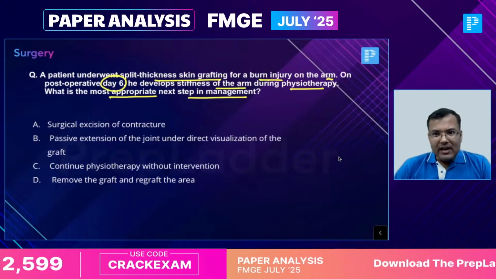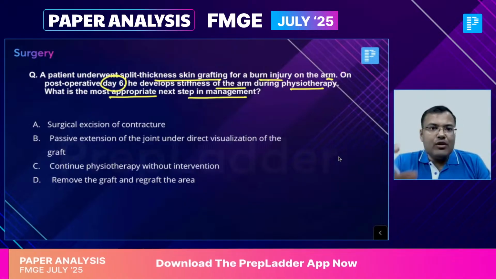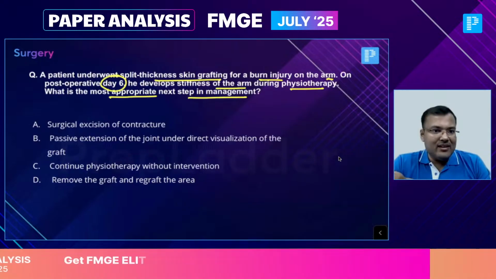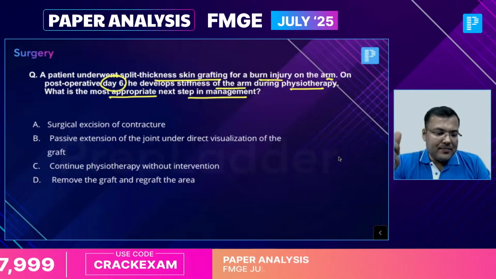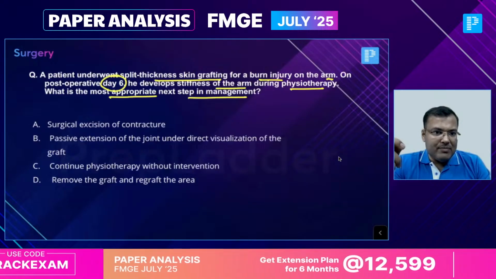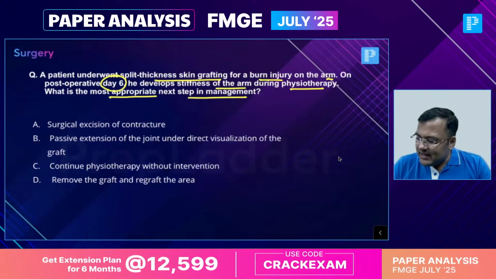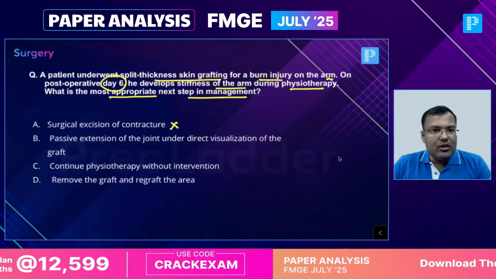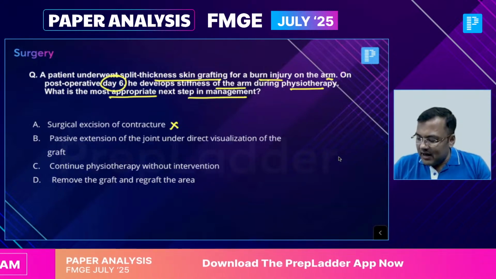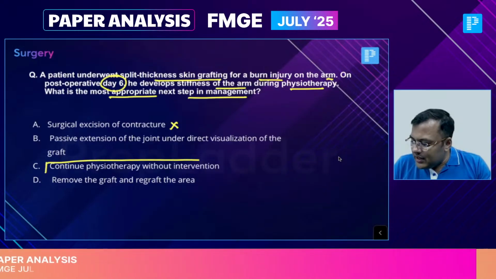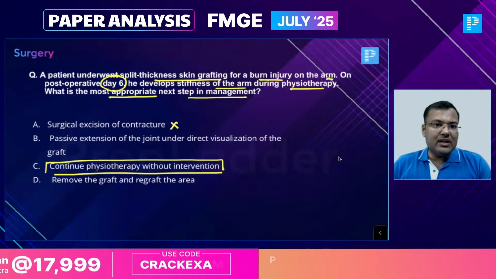So whenever you go for grafting after burns, if there is some kind of stiffness, immediately you are not going to excise this. Clear? What you have to do, you have to continue the physiotherapy without any intervention immediately, right? So surgical excision of contracture is not done on day 6. Passive extension of joint under direct visualization of graft, no. What you have to do, continue the physiotherapy without intervention. And in the majority of cases, what? Patients are going to improve.